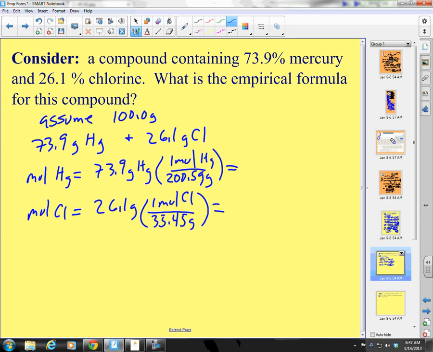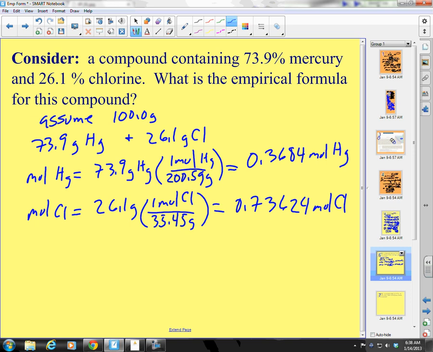Now, let's do the numbers. 73.9 divided by 200.59. Got it? Yep, I get 0.3684 moles of mercury. And what do I get here? 26.1 divided by 35.45. Cool. 0.73624 moles of chlorine. Now what do?